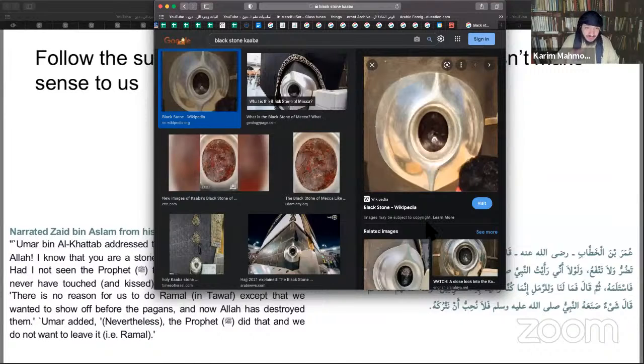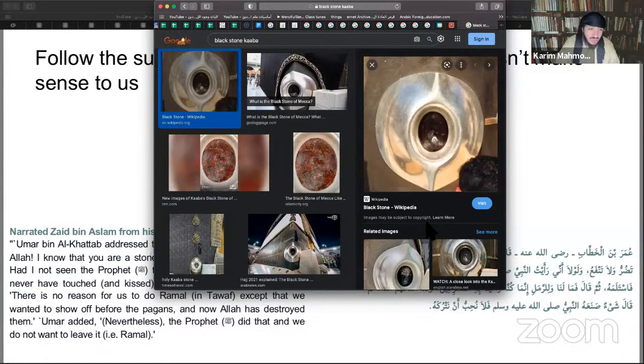Umar, when he went to kiss the stone, was speaking to the stone. He says, I know that you are a stone. You don't benefit and you don't harm. You do nothing. You're nothing but a stone. But if it wasn't for the fact that I saw the Prophet ﷺ kiss you, I would never kiss you.